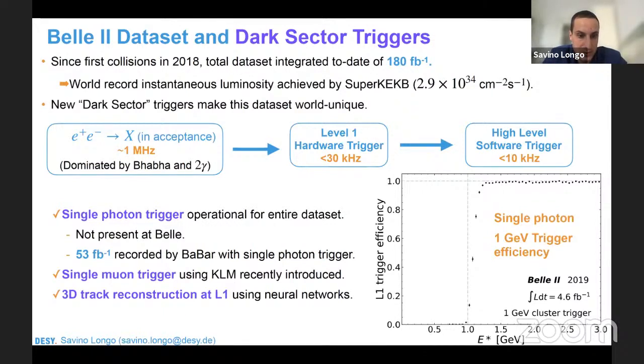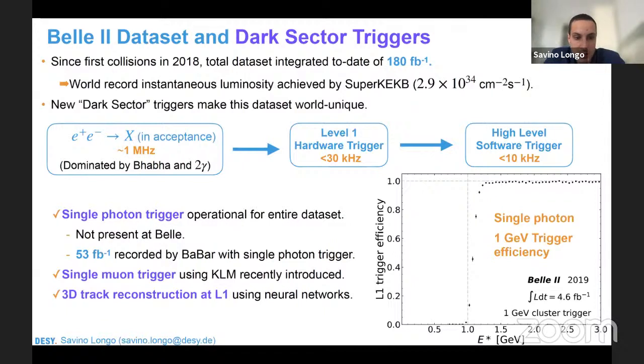One example is a single photon trigger, which has been operational for this entire data set. On the bottom right, this is showing the trigger efficiency of this single photon trigger, where really we're just looking for a 1 GeV photon in the calorimeter. This type of trigger was not present at Belle, and BaBar recorded about 53 inverse femtobarns with this type of trigger. So this really illustrates that we are integrating new data with these new triggers we've introduced.